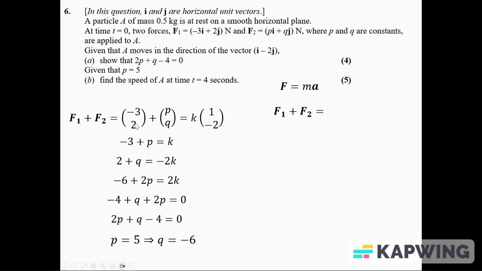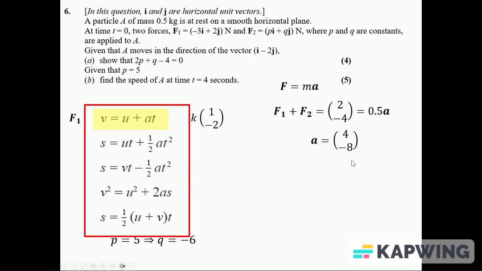So putting my p and q in, F1 plus F2 is going to be minus 3 plus p, 2 plus q. Now that's going to be equal to 0.5a. So the total force is m times the acceleration. Putting the p and the q in, minus 3 plus 5 gives me 2, and 2 plus minus 6 gives me minus 4. So I can work out the acceleration vector now just by doubling this. So the acceleration is going to be (4, minus 8).